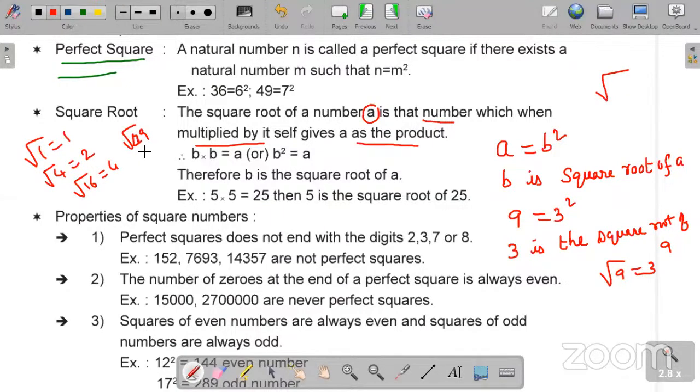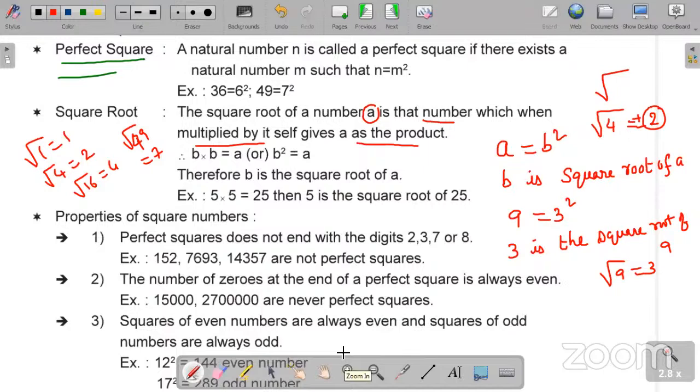Yes, 49 is 7. So always remember, the square root of any number, for example the square root of 4, you always consider only the positive number. Don't write plus or minus. This is called the principal square root. Positive you need to take it.